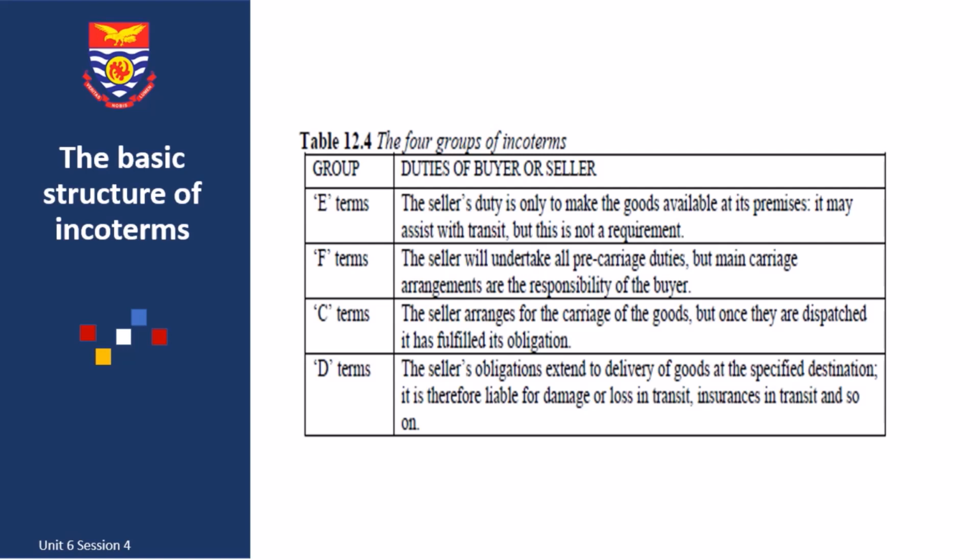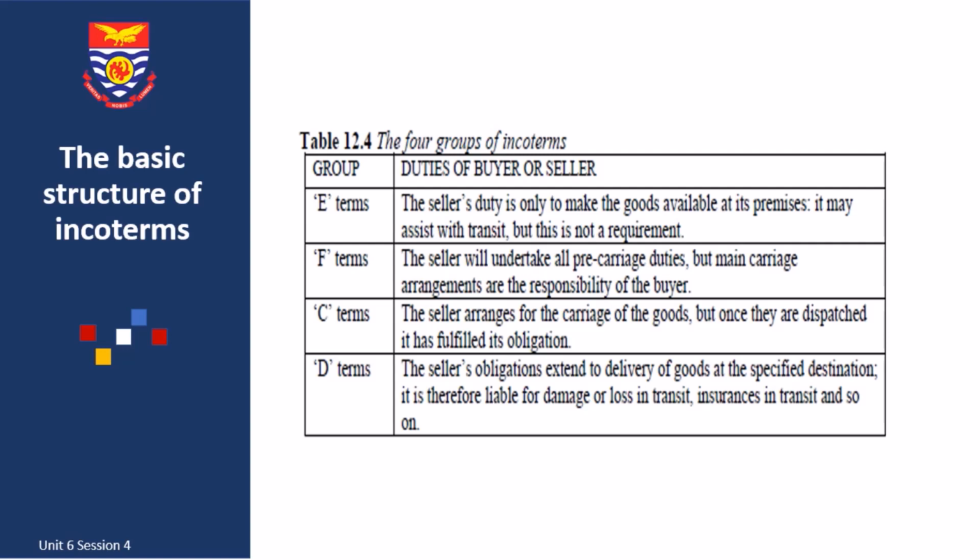I am done. I've executed my part of the contract. It's now the buyer's responsibility to make sure the goods get to your production unit. And then the D terms, the seller's obligation extends to delivery of goods at a specified destination. It is therefore liable for damage or loss in transit, insurances in transit, and so on.